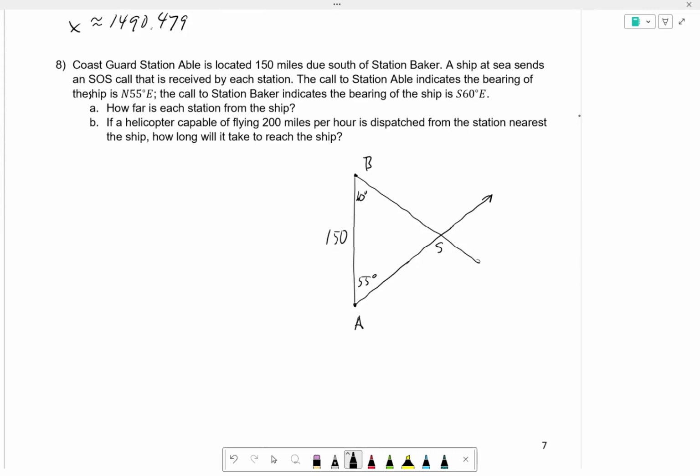Okay, I want some help. Charlotte, can you help me with this, please? I did the third angle is 65 degrees. Nice. And I did sine of 65 degrees over 150 miles. Okay. And it's A over sine of 60 degrees. And you're calling this one A? Okay.